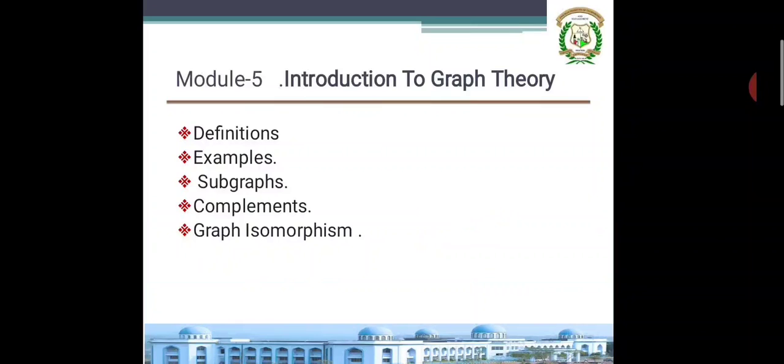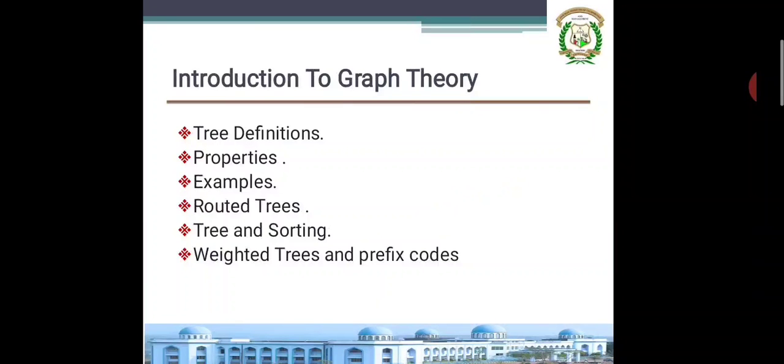What is a graph? How do you define a graph? We study types of graphs. What are the different types of graphs available? And examples and definitions we study first. These are all the objectives of graph theory: definitions, examples, subgraphs, complements, graph isomorphisms. Then tree definitions, properties, examples, rooted tree, tree sorting, weighted tree and prefix codes we study.